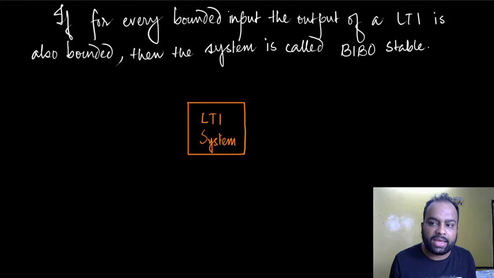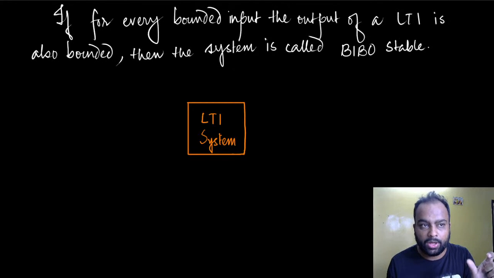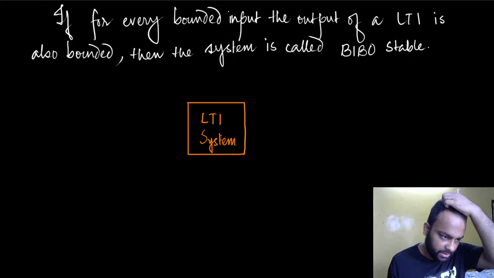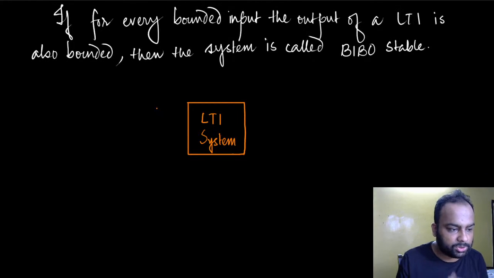And what is time invariant? Just to recap, time invariance is that if I shift the input by a certain amount of time, the output will also get shifted by that particular amount of time. So if I shift the input by 1 second in either direction, the output would also get shifted by the same amount of time in the same direction. That's called time invariance for systems, right?